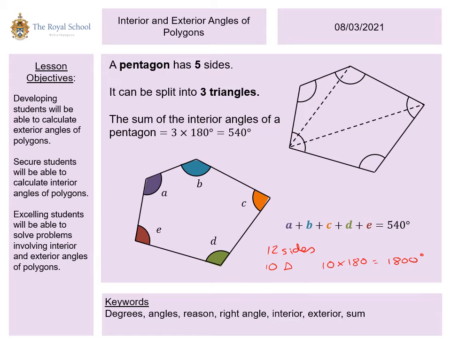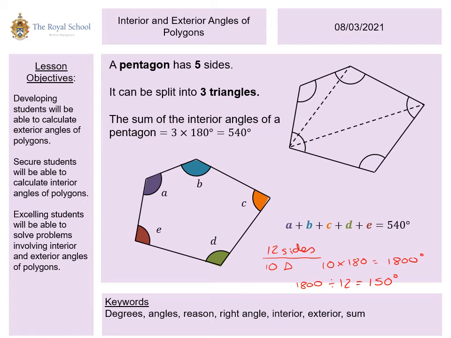Now if you have a regular shape, then that means that all of the angles are equal. So if I had a regular 12-sided shape, then if I wanted to find out what one of the interior angles was, then I'd be doing my 1800, and because there are 12 sides, I'd have to divide my answer by 12, and this means that in a regular polygon with this many sides, each of the interior angles would be 150. And that's if it's a regular one with equal sides.